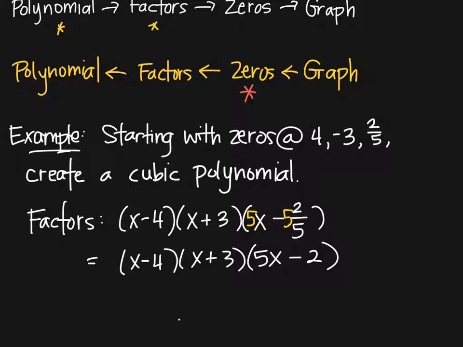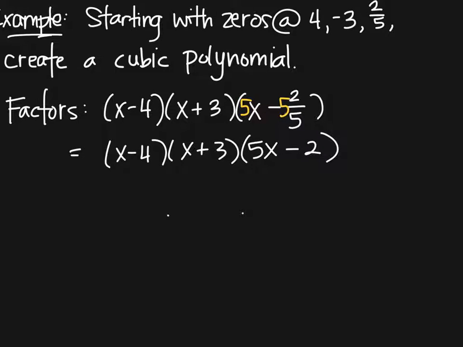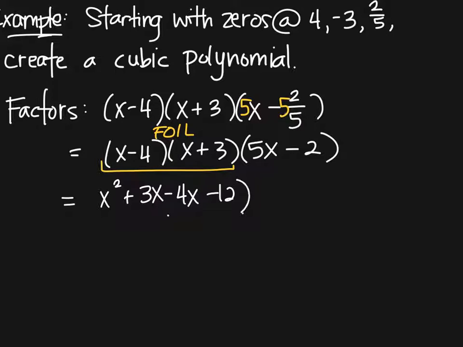FOIL. And not just FOIL, super FOIL. Let's just do 2 at a time. Let's not try and tackle this whole thing at once. Let's just FOIL the first 2. FOIL it with me. What do we get? X squared, plus 3x and minus 4x and negative 12. That's the first FOIL. I still have the 5x minus 2 hanging on the end.